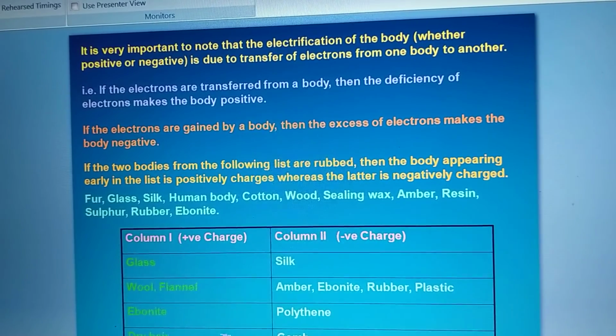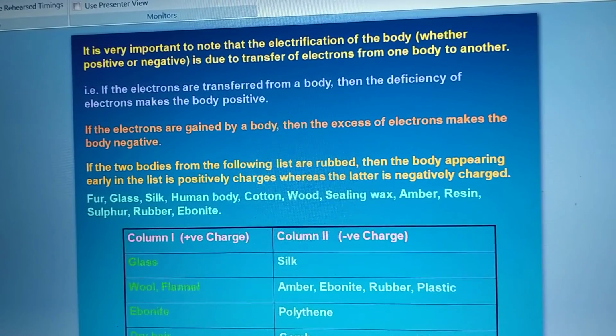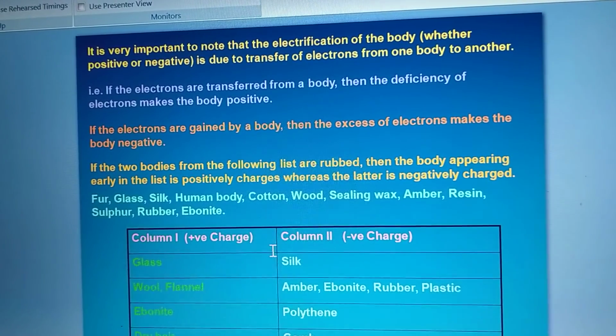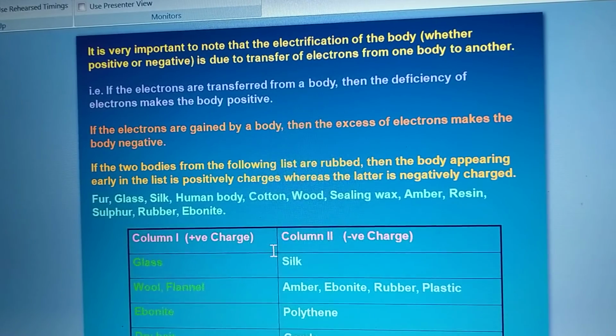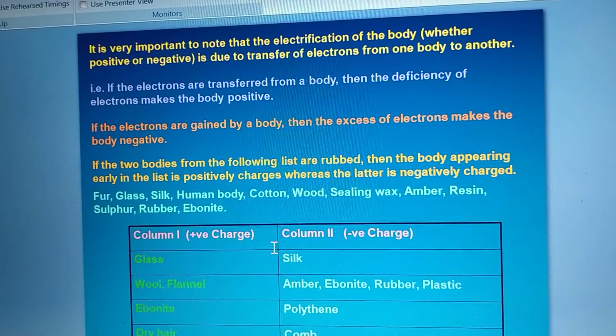This activity you can do at your home. Rub the comb with the dry hair, then the dry hair will get positive charge and the comb will get negative charge. So what is the cause of charging? As we have discussed, any body gets charged by the simple process of transfer of electrons from one body to another body.